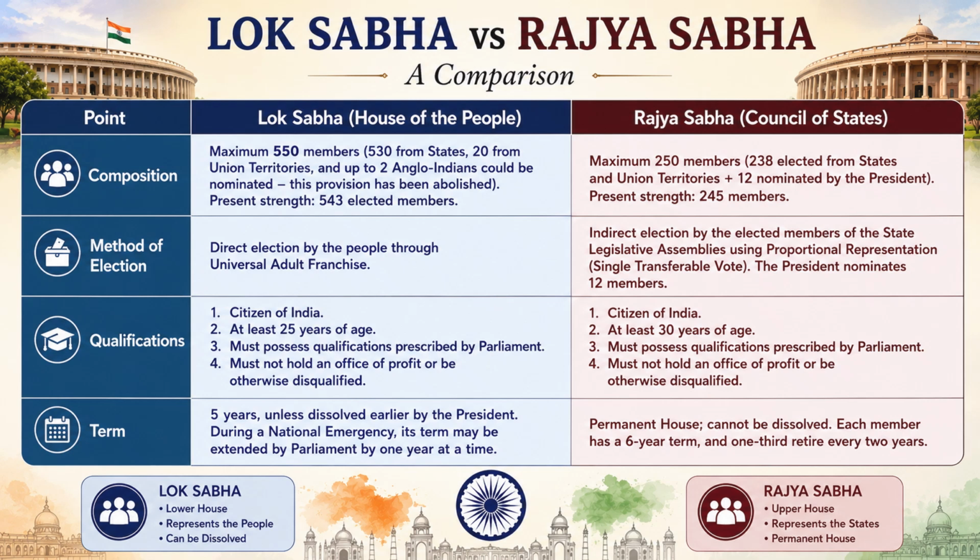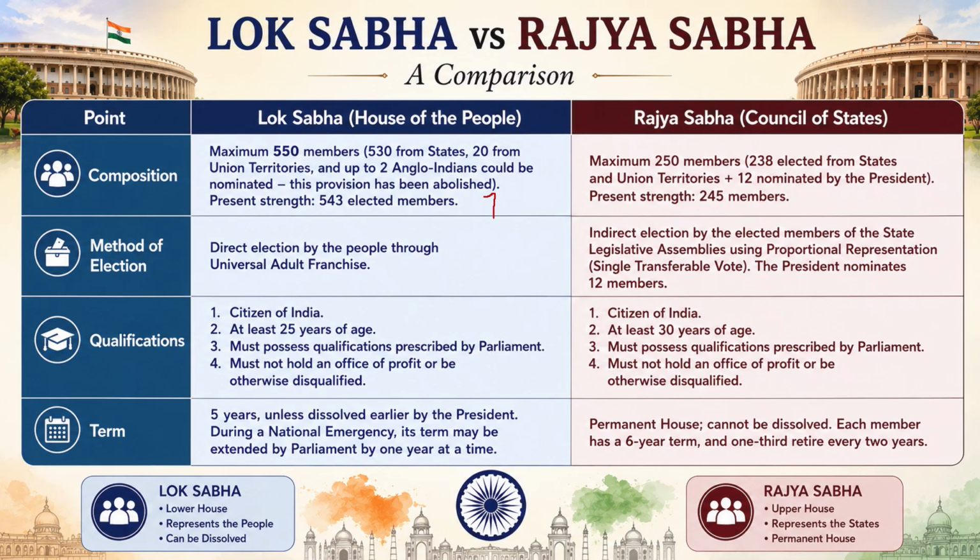There was supposed to be two Anglo-Indians. They were nominated. Earlier it was 552 members, so the two used to be Anglo Indians. Right now we have 550 members. So we have abolished the provision of the two Anglo Indians. Of course, India has been free from the British government for over 75 years. So we don't want to give privilege to the Anglo Indians anymore. Right now, the present strength of our Lok Sabha is not 550, it's 543. There are seven which are missing.